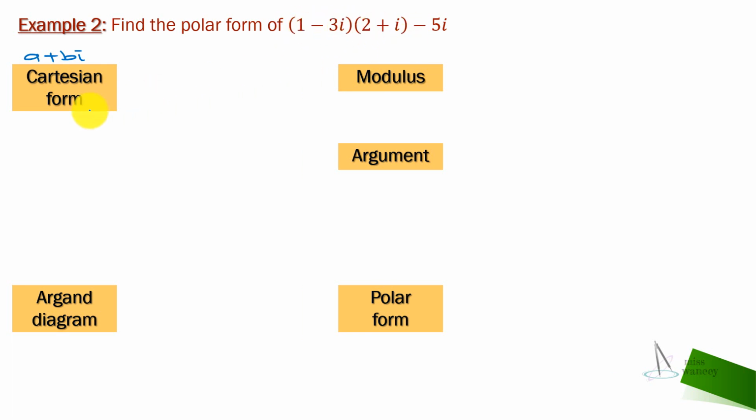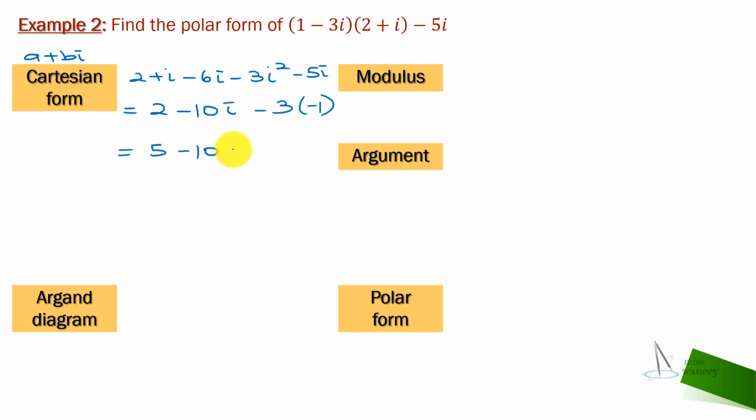1 times (2 plus i) gives 2 plus i. Negative 2i times 2 gives negative 4i. Negative 2i times i gives negative 2i squared, minus 5i. Combining i terms, this is negative 10i, and i squared is equal to negative 1. So we have 2 plus 3, which is 5 minus 10i. This is z in Cartesian form.